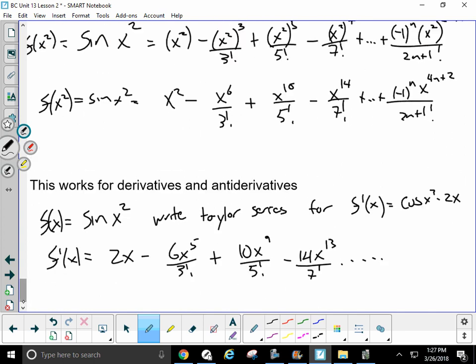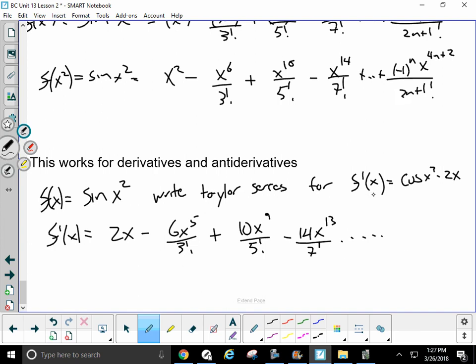What if I asked you for big F of x? Now this is where I don't know how to take the antiderivative of sine of x squared. I do not know what this antiderivative is. I don't think you can know. Maybe there's some technique to do it. But I do know a polynomial that is equal to sine of x squared.